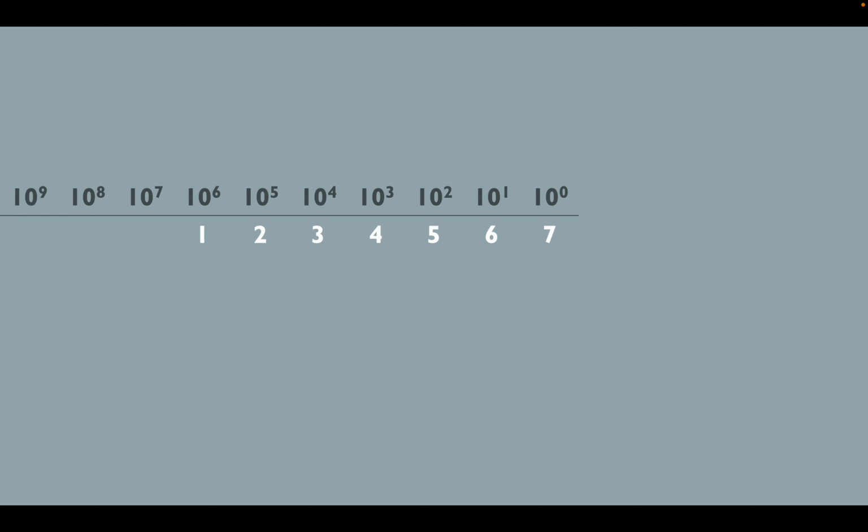So we're saying there's 7 of 10 to the power of 0, which is 1, 6 of 10 to the power of 1, 5 of 10 to the power of 2, 4 of 10 to the power of 3, and so on. So each digit represents how many ones, how many tens, how many hundreds, how many thousands, and so on. This should be straightforward. This is base 10. This is what everyone watching this video has been counting in for most of their lives.